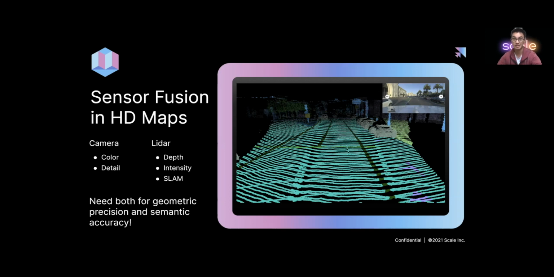For my section, I'm just going to give an overview of the three steps involved in our sensor fusion process. Sensor fusion here means we're combining camera and LiDAR to provide the richest labeling environment possible for our taskers. And hopefully by the end, you'll walk away with a good understanding of the core concepts in sensor fusion.